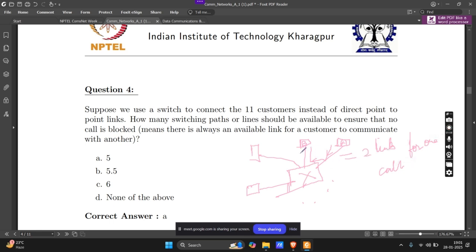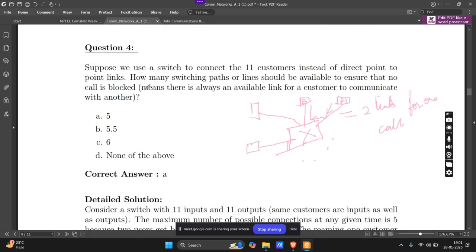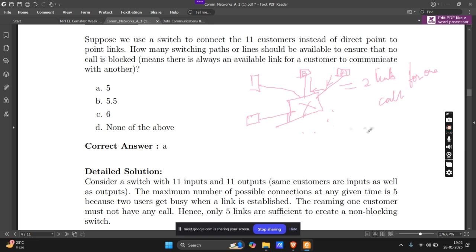These two links. But if one user gets busy, A and B get busy, so B and C cannot talk. So then C and D have to talk. So like that. There will be like that: A and B is one link, and C and D has to have another link.